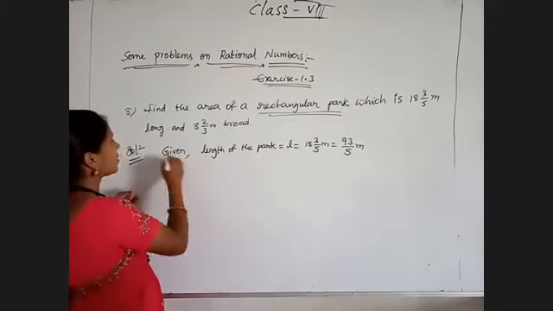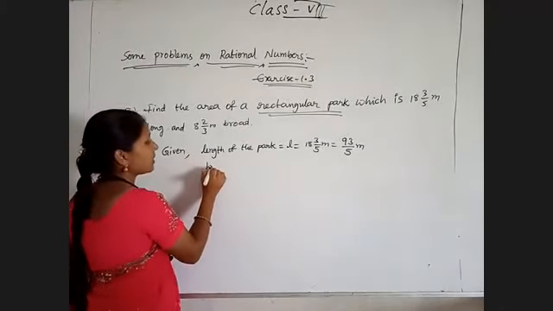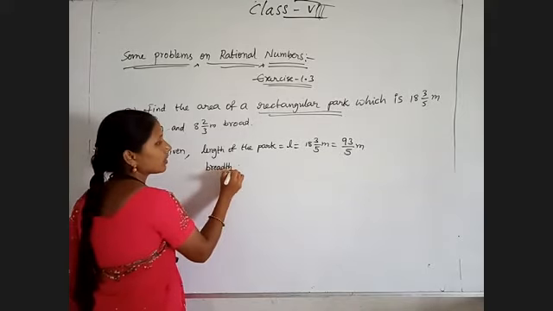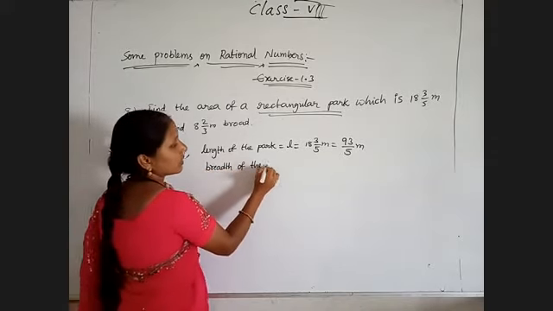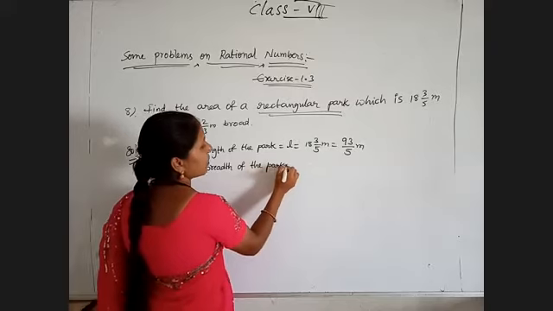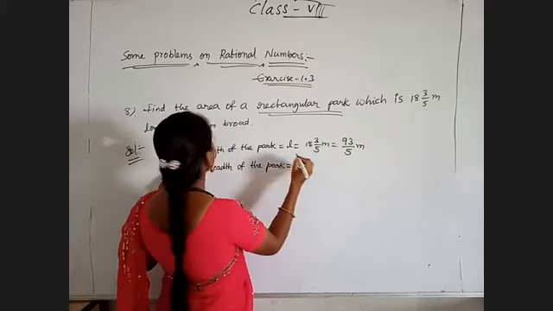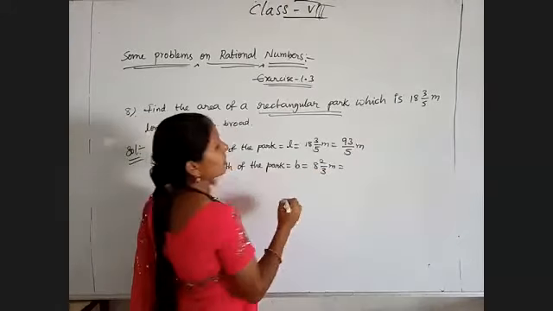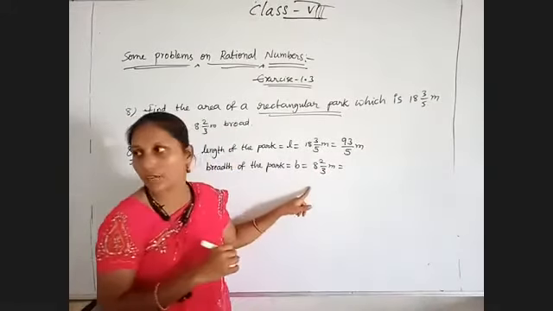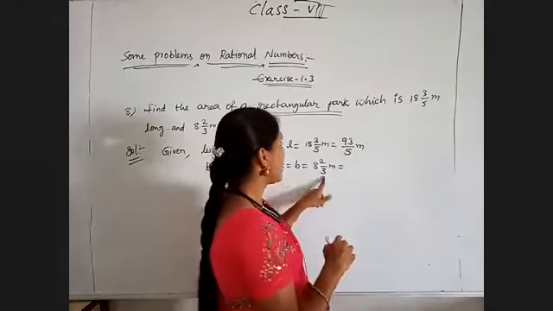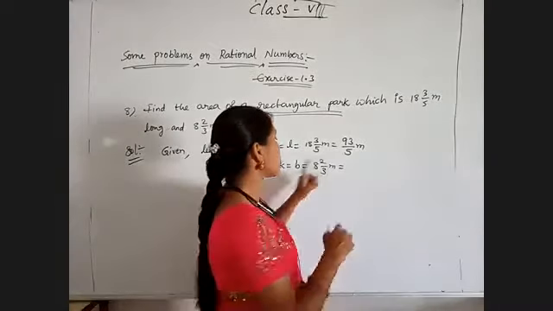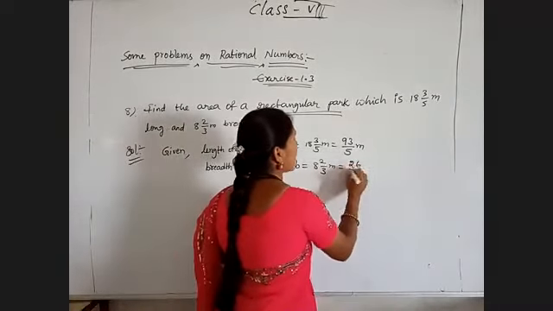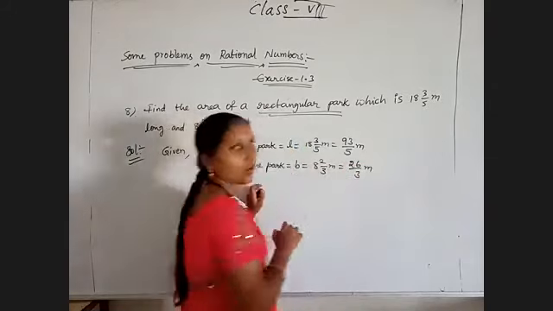Then coming to the breadth. Breadth of the park is equal to B is equal to 8 2 by 3 meters. So that is nothing but again a mixed fraction converted into an improper fraction. 8 3s are 24 plus 2, 26 by 3 meters. Okay.